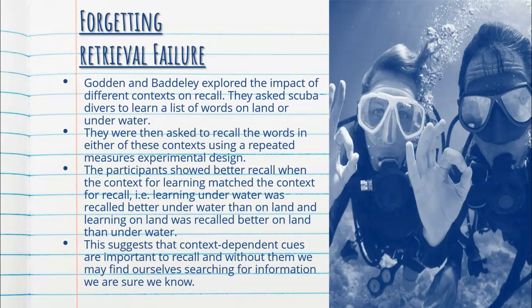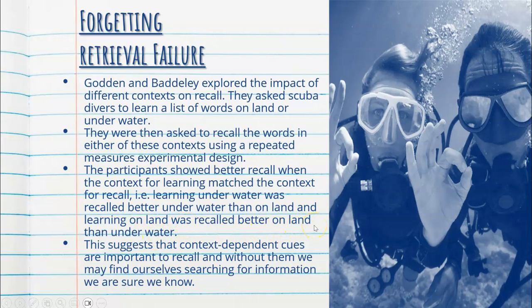All this means is that the same group of participants were used both for learning the words on land, and the same group of participants were used to remember words in water. So it was repeated, okay, with the same sample. The participants showed better recall when the learning context matched the recall context. For example, if they learnt the words underwater, they would recall better underwater than on land, and the words learnt on land would be recalled better on land.